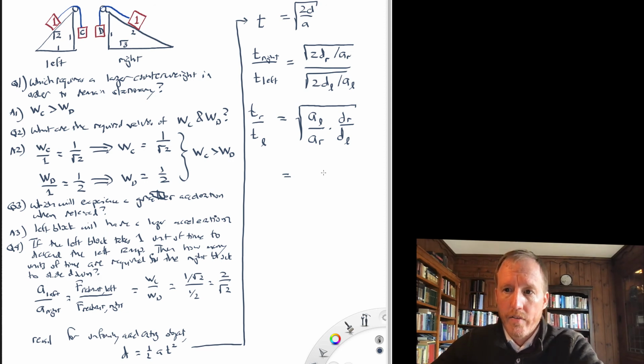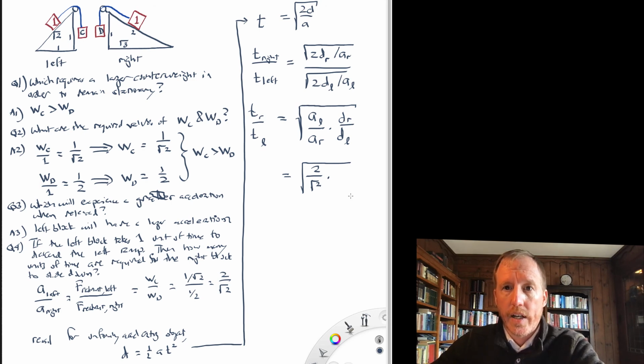Now look what we have. Well, we have a ratio of accelerations and a ratio of distances, and that allows us to figure out the ratio of the times. We know the ratio of the accelerations. That's what we derived down here. It was 2 over root 2. And we also know the ratio of the distances that it has to slide.